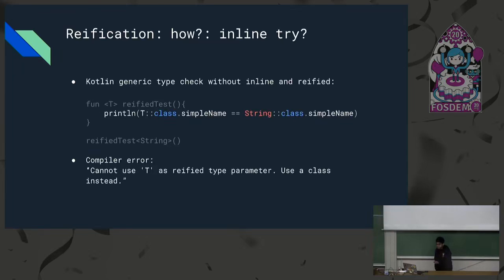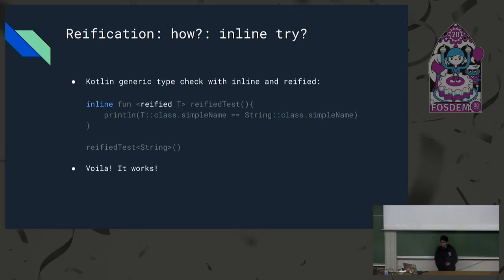It says that it's not a concrete type, it's not a reified type, so you can't use a class instance. We've seen many APIs and libraries use Class with a capital C just so that they can do these types of operations on them. Now, what if we do something like this? We add two parameters to it, which are inline and reified, and that's it.